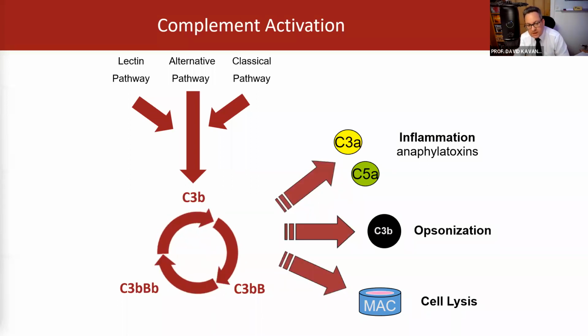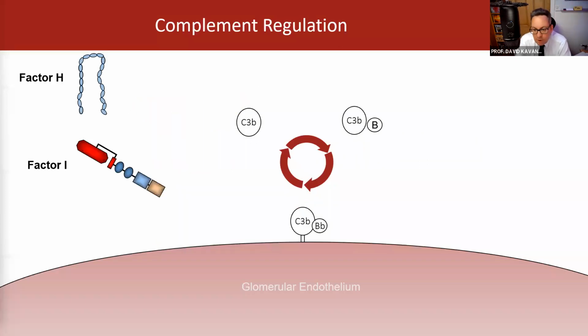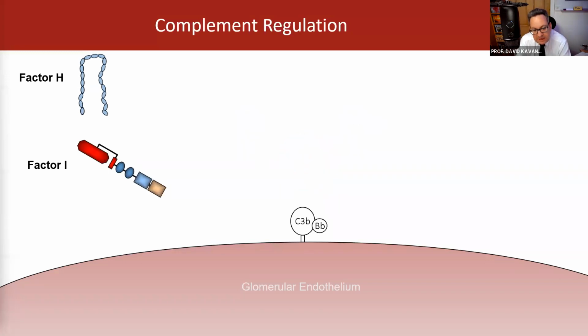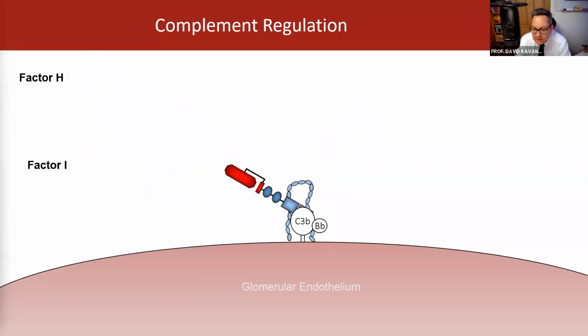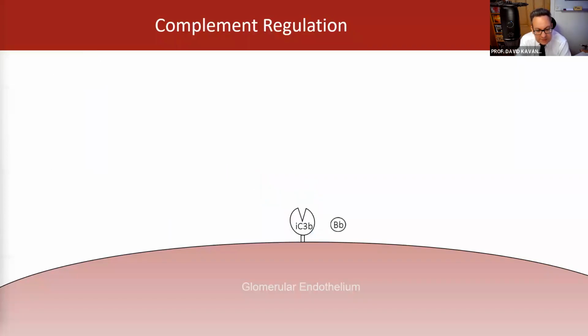And because of that, we've developed a series of complement regulatory proteins, including factor H and factor I. Factor H is the cofactor for the enzyme factor I, which cleaves C3b into the inactive iC3b. And it's these proteins which are disrupted in atypical aHUS.